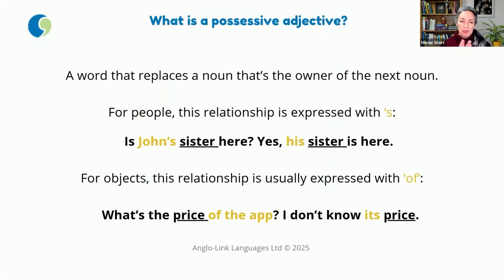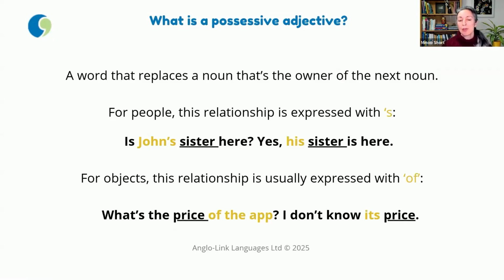So now let's have a look at what is a possessive adjective. A possessive adjective is a word that replaces a noun that's the owner of the next noun. For people, this relationship is expressed with apostrophe S. For example, is John's sister here? And then the adjective we use here is his. Yes, his sister is here.